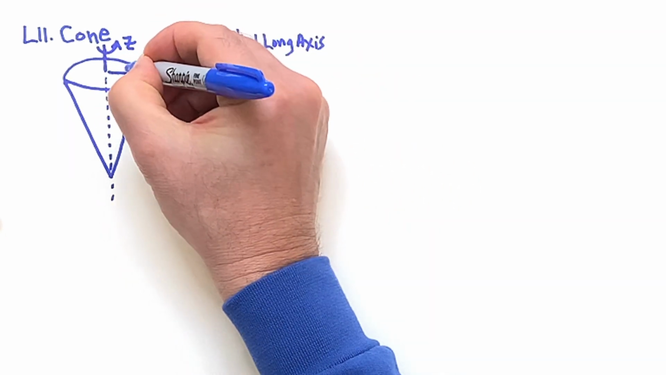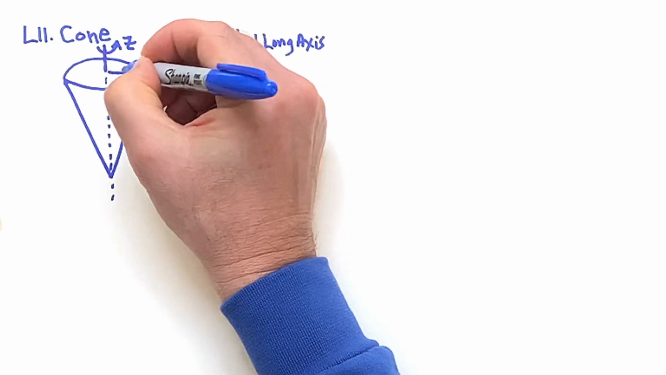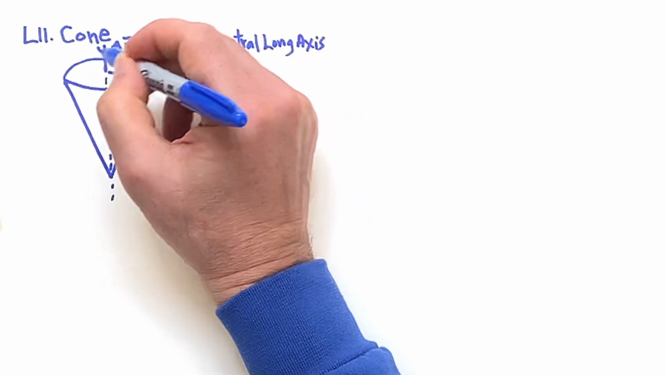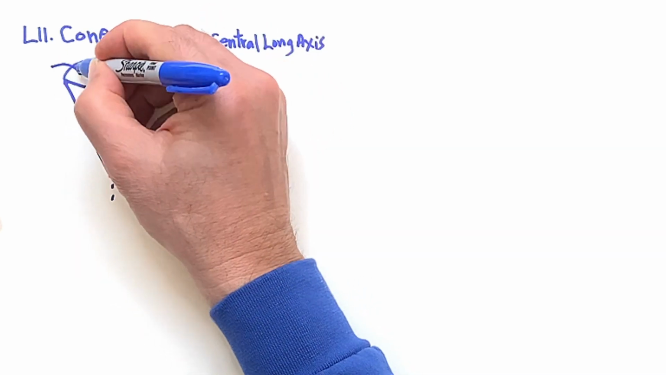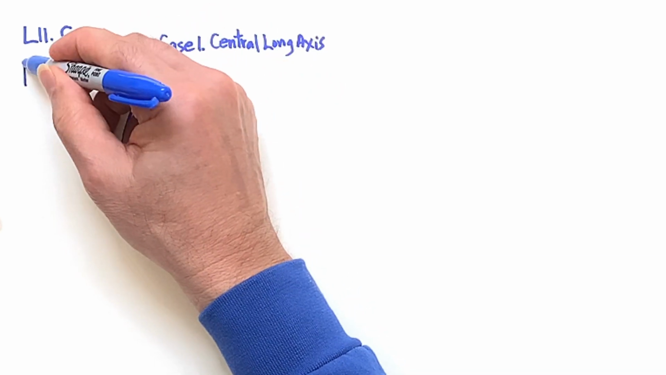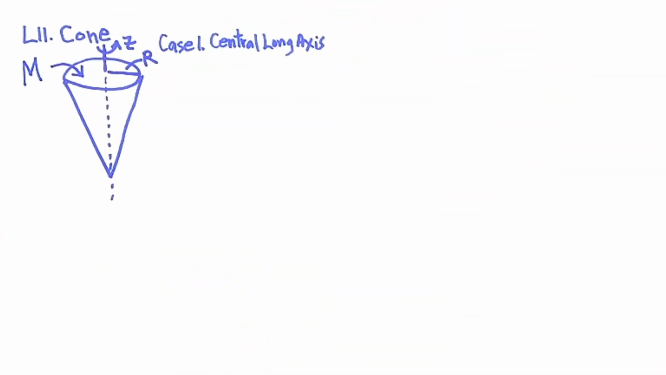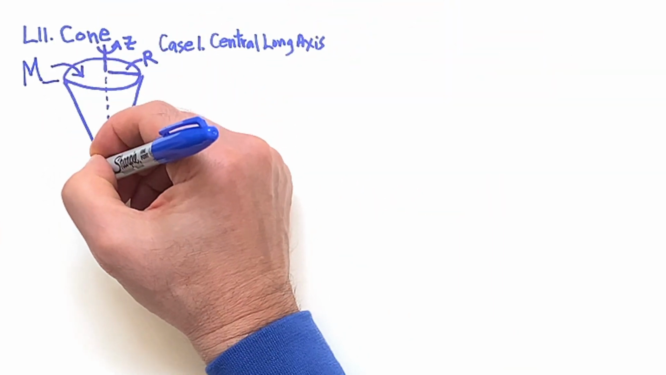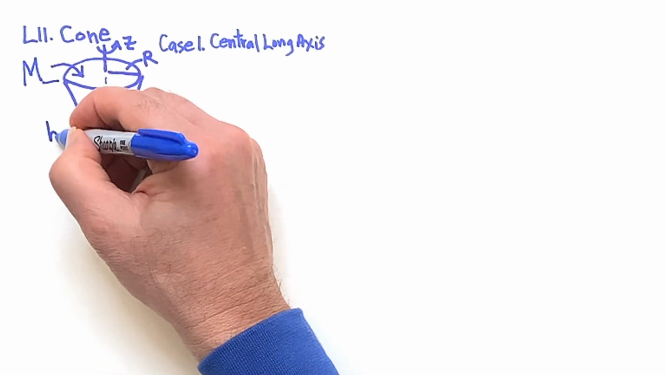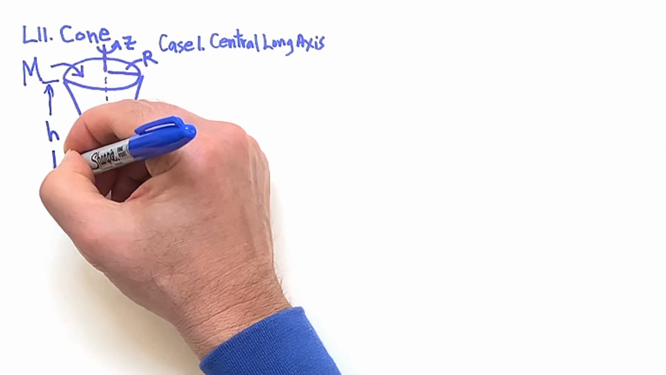The radius at the top, the largest, is going to be R, capital R, and the total mass, big M. And the height of the cone, H.